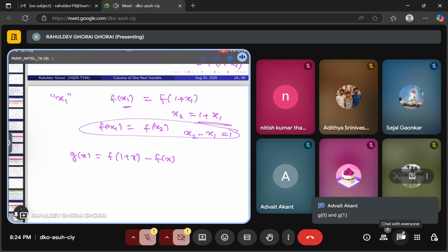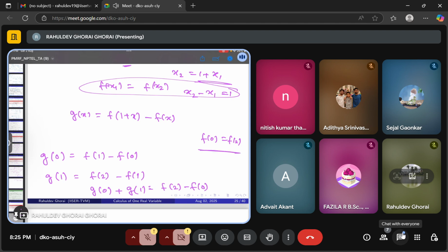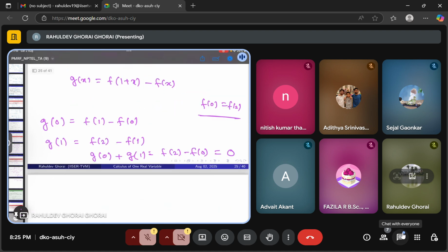So then what you will see, what are the things given to you? F0 is equal to F2. So now let's see what is G0. What is G0? G0 will be F1 minus F0. What is G1? F2 minus F1. So now if you add these two, G0 plus G1, what will be that? F2 minus F0. But it is given that F2 is equal to F0, so it will be 0. G0 plus G1 will be 0.